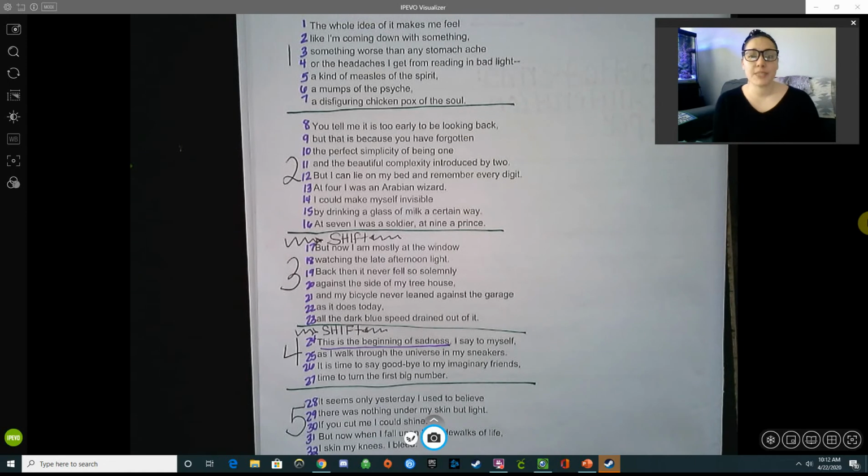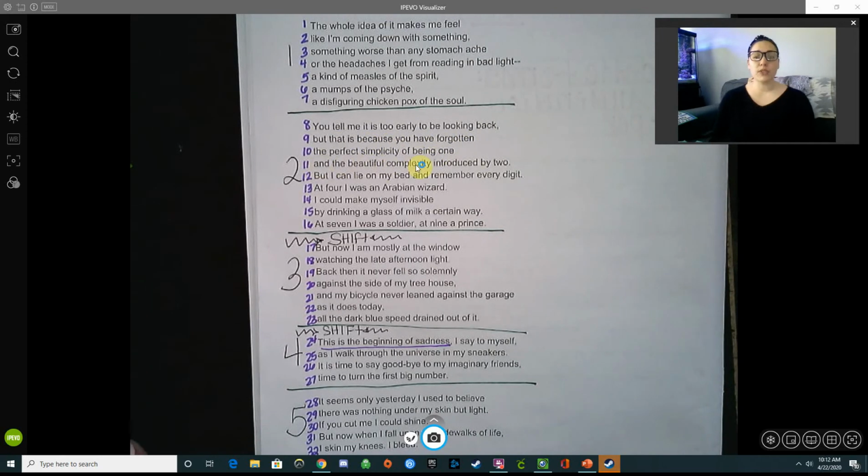So again, the poem is titled On Turning 10 by Billy Collins. The whole idea of it makes me feel like I'm coming down with something worse than any stomach ache, or the headaches I get from reading in bad light. A kind of measles of the spirit, a mumps of the psyche, a disfiguring chickenpox of the soul. You tell me it is too early to be looking back, but that is because you have forgotten the perfect simplicity of being one, in the beautiful complexity introduced by 2. But I can lie on my bed and remember every digit.